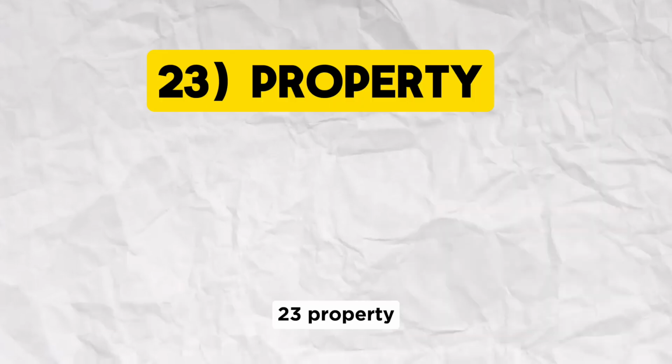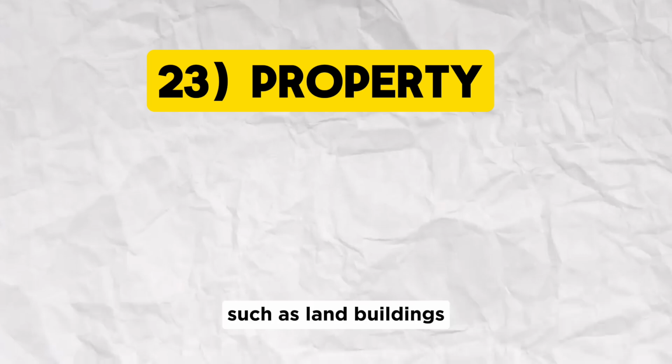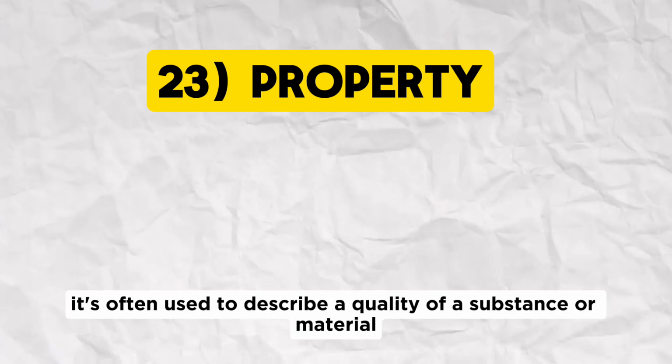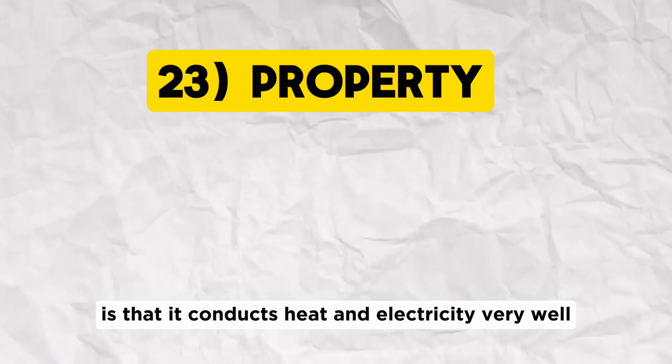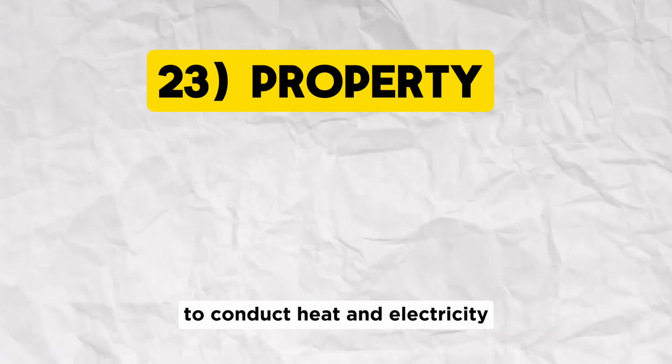23. Property. Property often means something that you own or have, such as land, buildings, or goods. In the reading section, it's often used to describe a quality of a substance or material. For example, one of the properties of copper is that it conducts heat and electricity very well, so it's the characteristic or quality of copper to conduct heat and electricity.